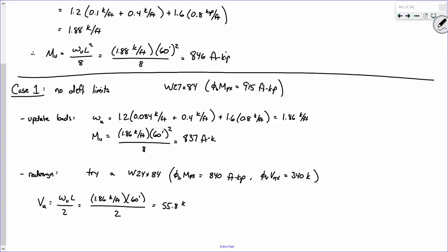Again, shear doesn't really affect design of steel beams. It's moment, okay? And I mean, look at our performance ratio that we're getting for moment. I mean, we have a moment of 837 applied, a capacity of 840. So, I mean, we're right there. But the shear is just through the roof. So, case one.